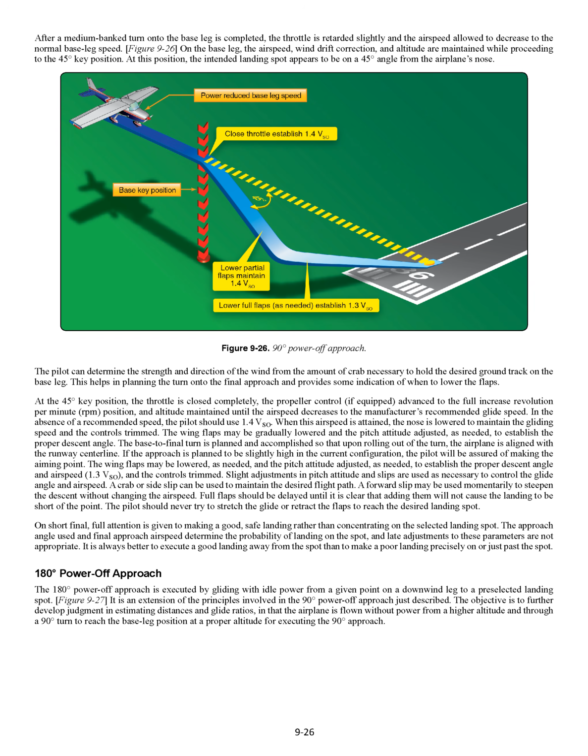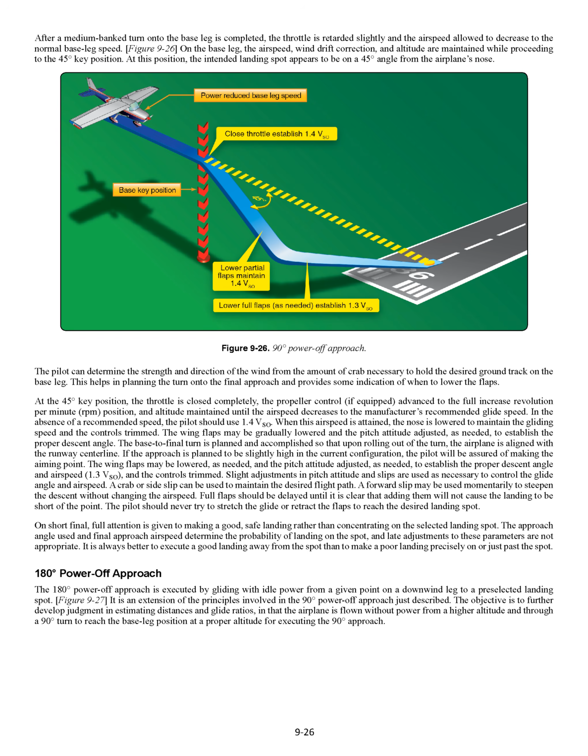At the 45 degrees key position, the throttle is closed completely, the propeller control, if equipped, advanced to the full increase revolution per minute, RPM, position, and altitude maintained until the airspeed decreases to the manufacturer's recommended glide speed. In the absence of a recommended speed, the pilot should use 1.4 VSO.